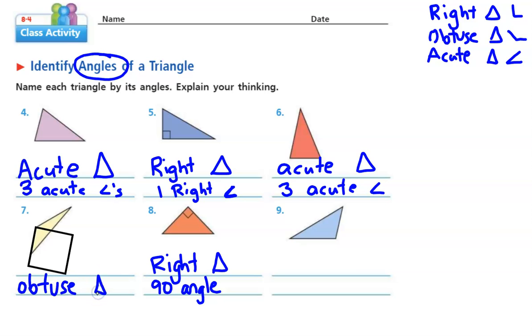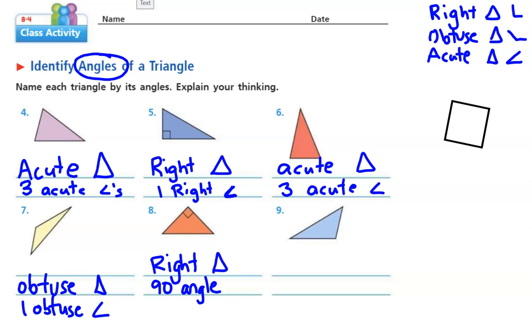I don't even have to test the others because all it takes to be obtuse is one obtuse angle. So I'm going to drag that now over to here. Okay, so then number 9 is the other one I want to test. I'll do that kind of fast.